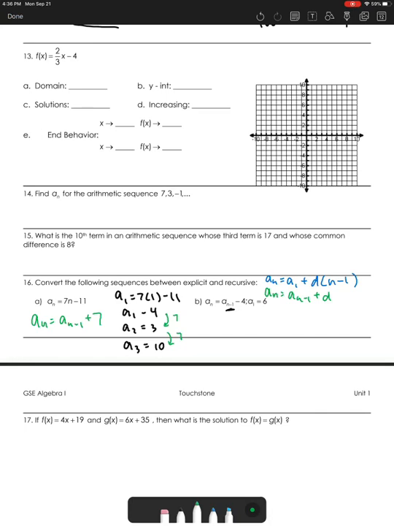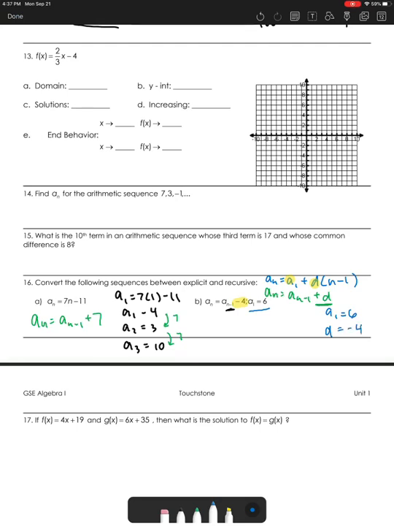And now we're going from recursive to explicit. The important things we need for the explicit formula are a sub 1 and d, right? That's what we see here and here. It actually already gives us a sub 1 in this one, which is 6. So we just need to find what d is. If we remember from what we just did with the recursive formula, whatever is being added on the end is your common difference. So this minus 4 here is your common difference. So your common difference equals negative 4.